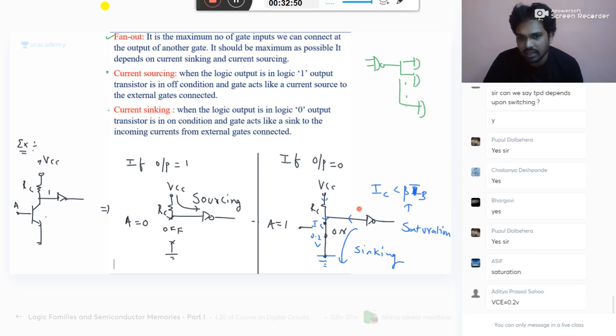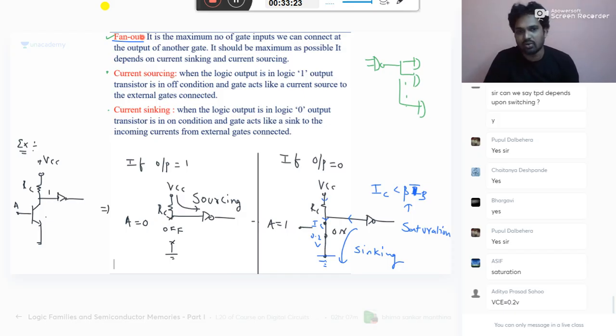So here it cannot sink as much current as possible. It can take the current VCC by RC and some extra current. The total current should not exceed beta IB. What is the maximum current it can give in this circuit? It is VCC by RC. After that it cannot give. So based on these two, I can say how many gate inputs I can connect at the output of a particular gate. That is what we call fan out.